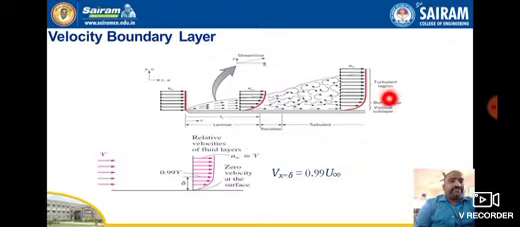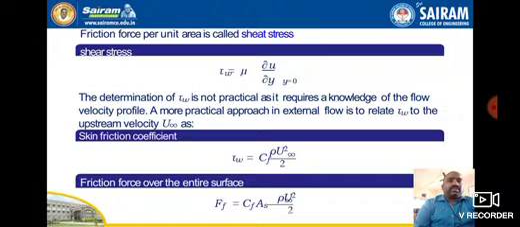Okay, so we can find that Vx at delta is equal to 0.99 u infinity. So this is the analysis part of the velocity boundary layer. Now the friction force per unit area we call shear stress, and we denote it by mu ∂u/∂y at y equal to 0. To calculate the skin friction coefficient, tau is equal to Cf into rho u infinity squared divided by 2.